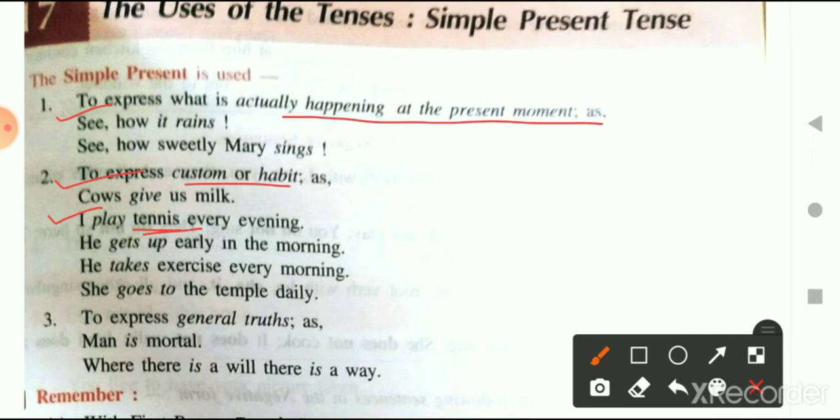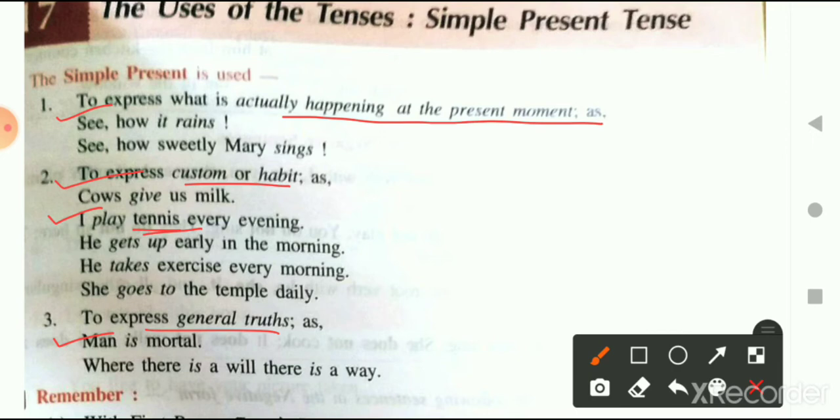Then we have to express general truth. General truth means something which is actually real, which is actually true. So if you are expressing a general truth, then it also comes under simple present. Okay, so here let us look at an example. Man is mortal. Mortal means something which can die. Immortal means which cannot die, which will never have an end. Man is mortal means he is going to die someday, one day or the other. So it means the end of a man will happen some way or the other.